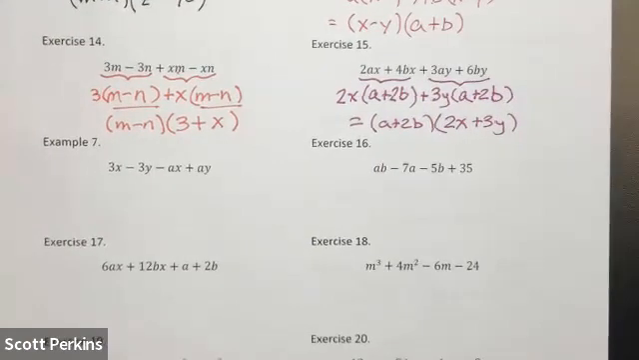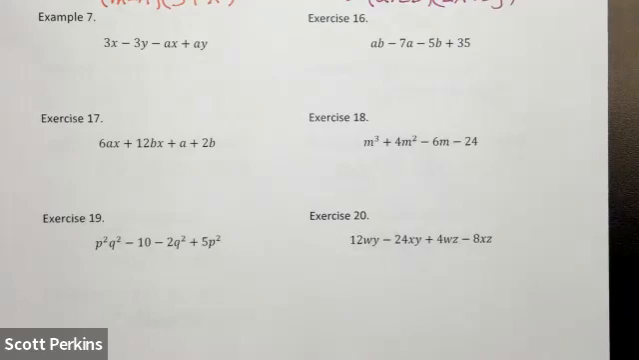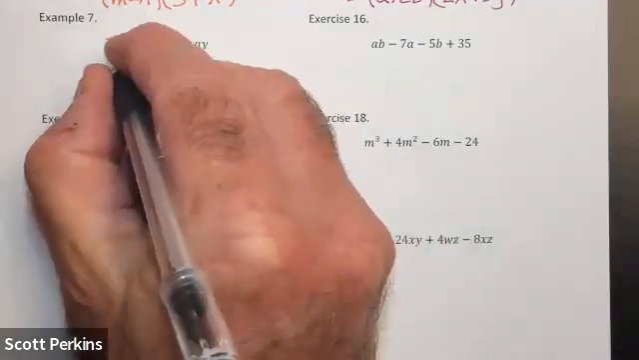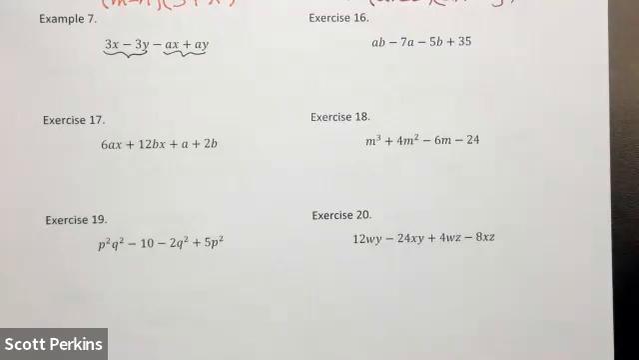So example 7, the reason for this example is this. On all the grouping problems, I've assumed a plus between the two terms, and you might be thinking, how do you know? How would I know when it's not going to be a plus? Well, this is my example to show you how we'll know. So again, I'm going to group. I'm going to look at the first two terms. I'm going to look at the second two terms.